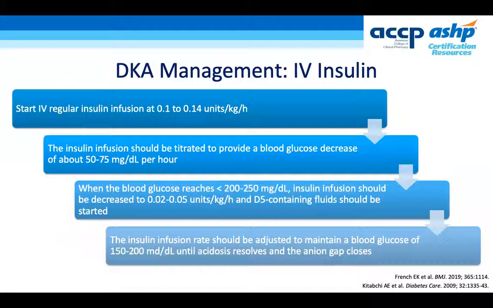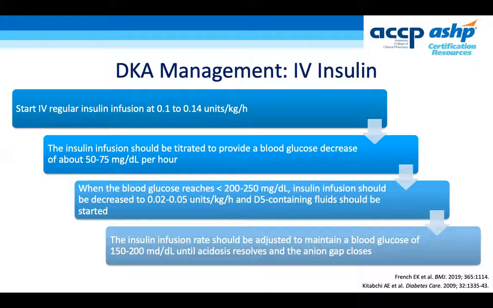And then the final component of management of DKA is, of course, insulin. For the majority of cases, IV insulin is the most appropriate. We'll talk in a bit about the use of subcutaneous insulin as an option. For IV insulin, we start an IV regular insulin infusion at 0.1 to 0.14 units per kilo per hour. The insulin infusion should be titrated to provide a blood glucose decrease of about 50 to 75 milligrams per deciliter per hour, and that should be done per your institutional protocol.